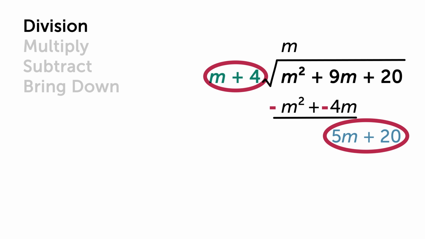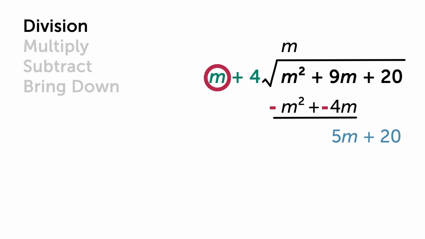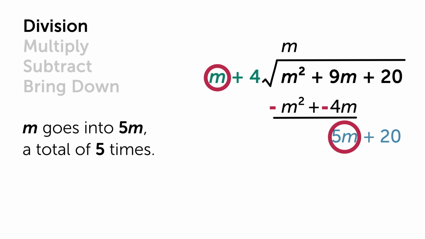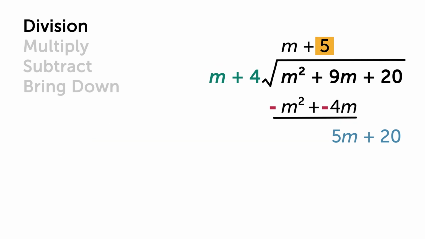To begin the process, divide the first term of the divisor into the first term of the new dividend. For this problem, we need to divide the m term into 5m. The factors of 5m are the number 5 and m, so m divides into 5m 5 times. Place the 5, representing the number of times that m goes into 5m, above the linear term in the dividend. This is the second term of the quotient.